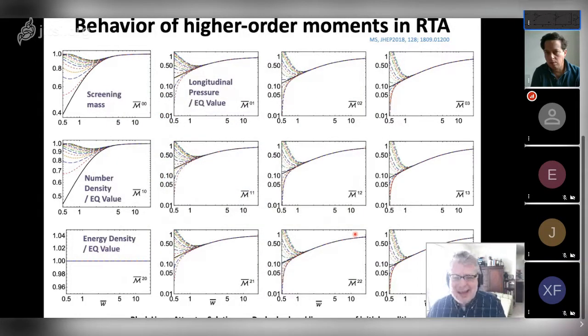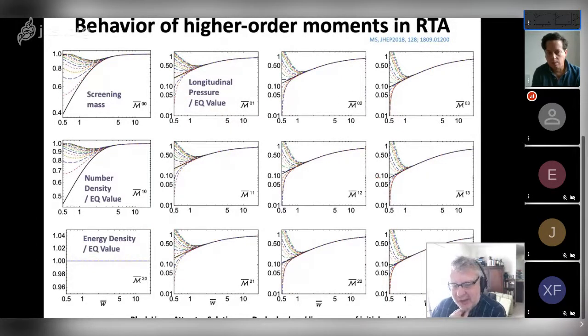But now I can not only do this for this particular ratio, I can do it for a bunch of them. And I'm only showing you some of the zoo of things I collected in this paper. So there are some that are familiar. So this one, M, this is related to the in-medium screening mass. This is the number density divided by the equilibrium value. This is the energy density divided by the equilibrium value. It's 1 as it has to be if your simulation conserves energy. So this is just a check. This was that one that we've seen before.